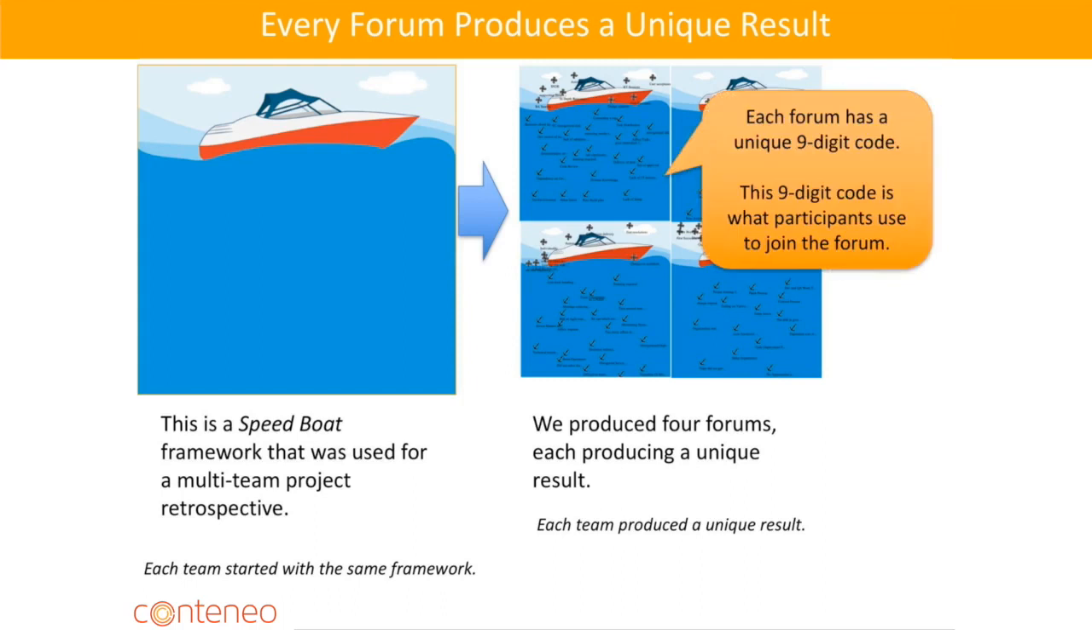Now, those forums are identified with a unique 9-digit code, and this unique 9-digit code is what participants use to join the forum, and it's how you will find and manage that forum within Weave. Now, this implies that there is a particular life to a forum, and this is another important concept. Normally, when we think of a meeting, we think of a start and an end, and I may not return to the meeting.